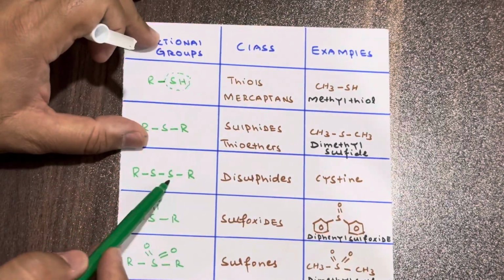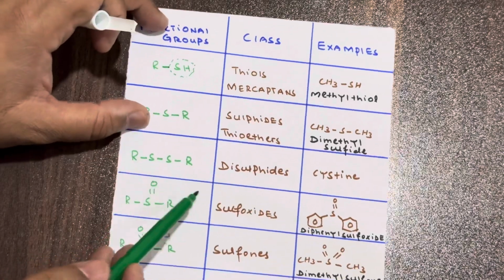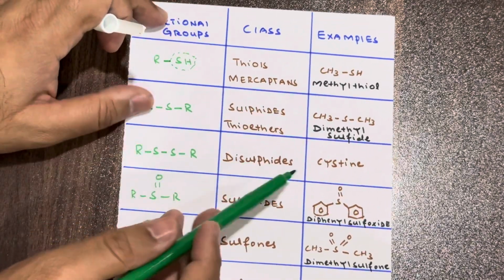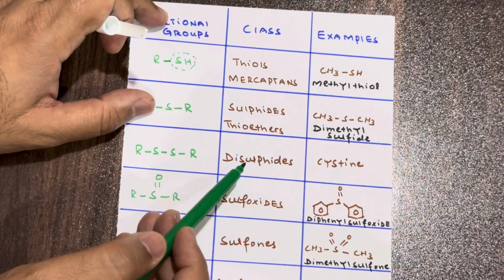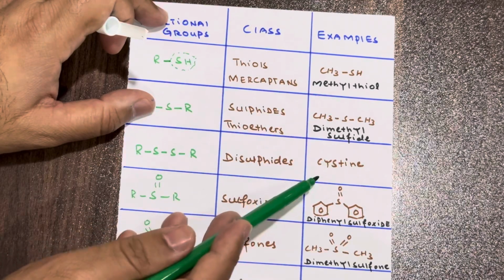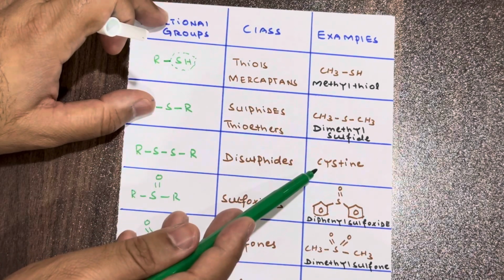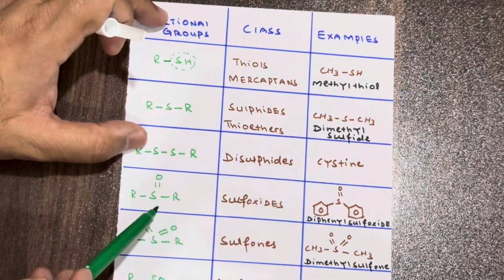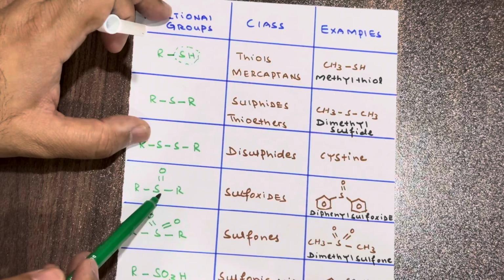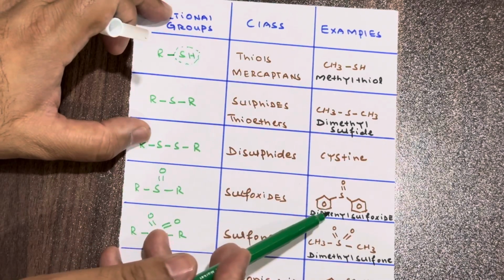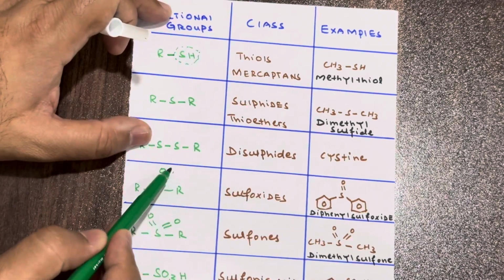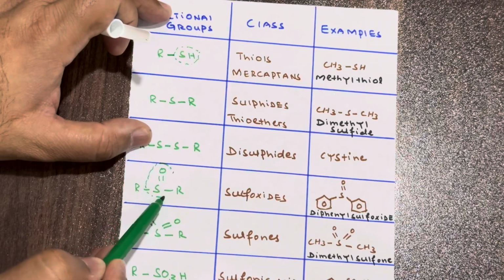In case two sulfide linkages are present, then they are called disulfides, and these disulfide linkages are very common in the proteins, and one of the examples is cystine, which is formed by the condensation of two cysteine molecules. In the same way, this is the sulfoxide group, and diphenyl sulfoxide is an example. This functional group is called the sulfoxide group.